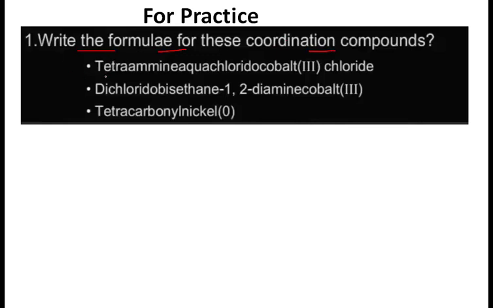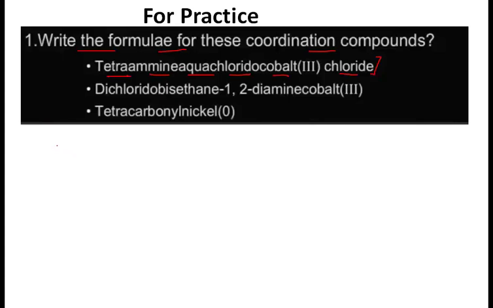First compound given to us is tetraamineaquachloridocobalt(III) chloride. So first of all, we have to predict whether the complex is cationic or anionic. Since chloride is given on the right side, and chloride is a negative ion and it's simple, this shows that this complex will be a cationic complex. And by rule, we have to write the name of the complex first.